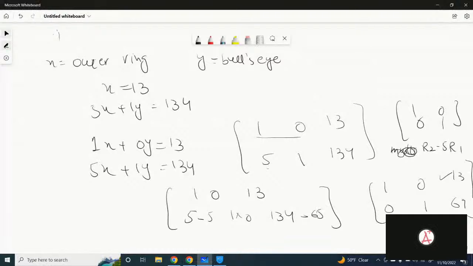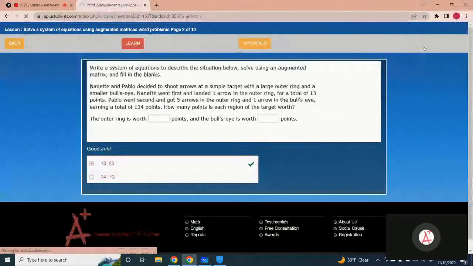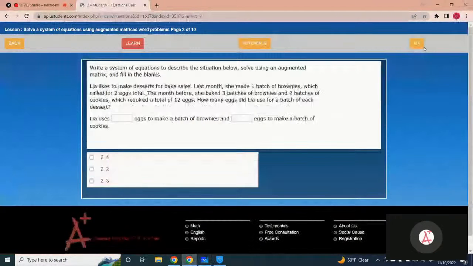Got it? So just select the correct option and then click on the OK button. They are a bit tricky, but that doesn't mean they are difficult. Got it? The augmented matrix method is a very easy method. Just do more and more practice questions, then you'll get how to solve this.